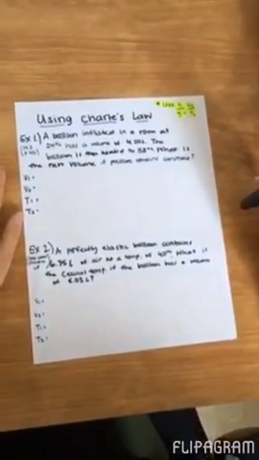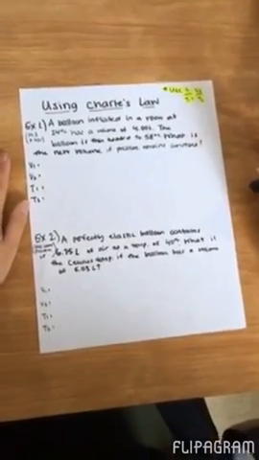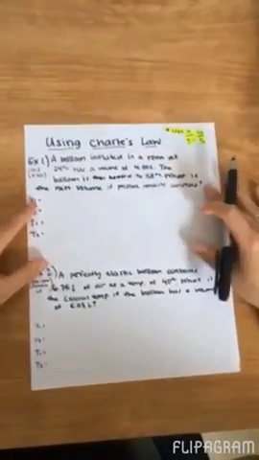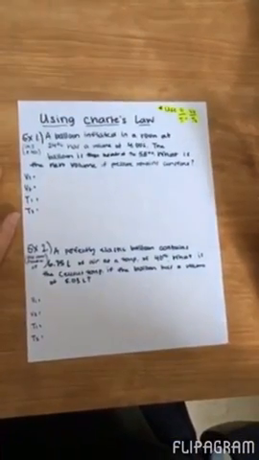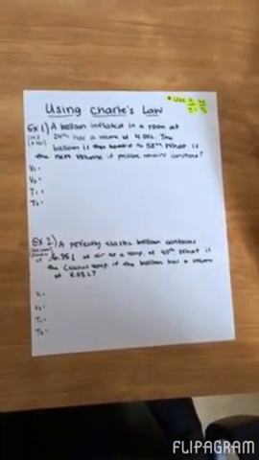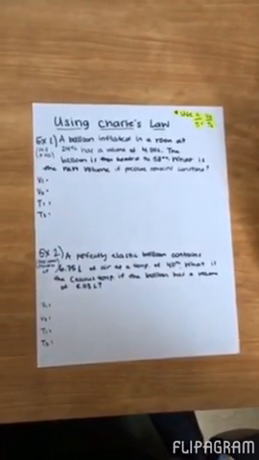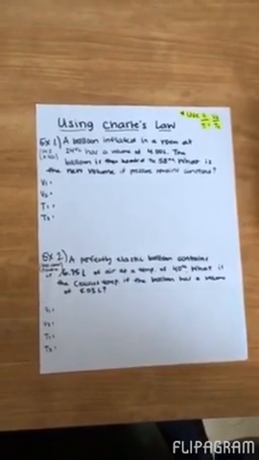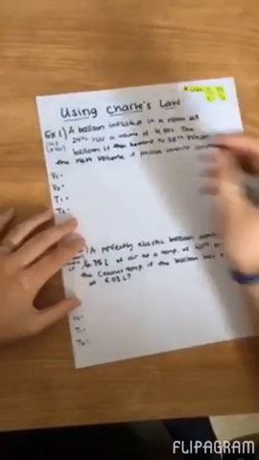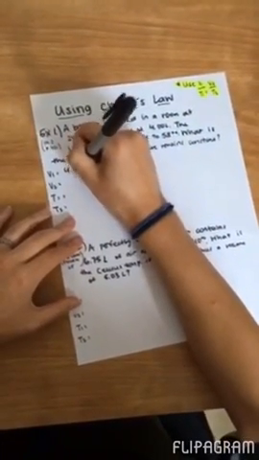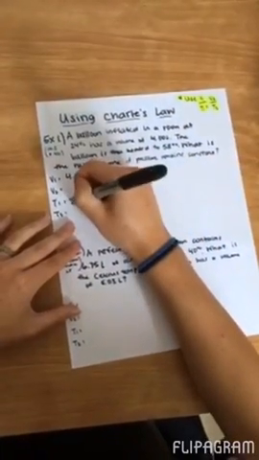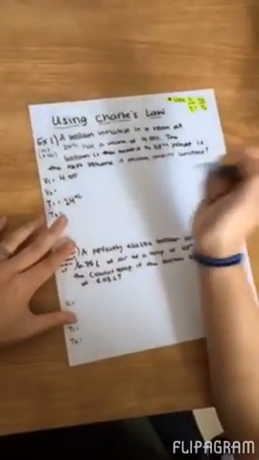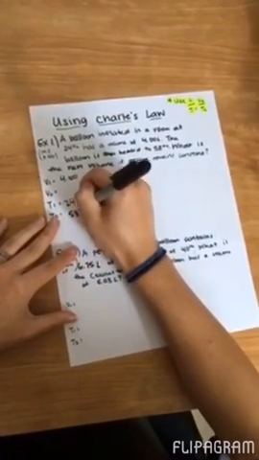As stated before, we will use V1 over T1 equals V2 over T2. Our first example states, a balloon inflated in a room at 25 degrees Celsius has a volume of 4 liters. The balloon is then heated to 58 degrees Celsius. What is the new volume if pressure remains constant? So we'll list our knowns. Our first volume is 4 liters. We're solving for the second volume. Our first temperature is 24 degrees. And our second one is 58 degrees.